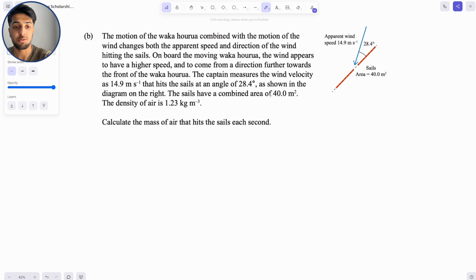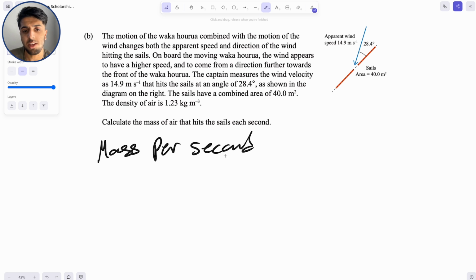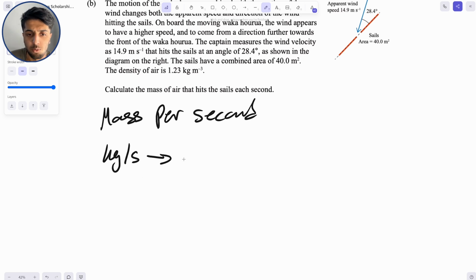Okay, so for this question, we are calculating the mass of the air that hits the sails each second. So what we are looking for in reality is mass per second. And this is where our dimensional analysis comes in very handy, because we know that mass per second is just kg/s, or we can rewrite that as kg s^-1.